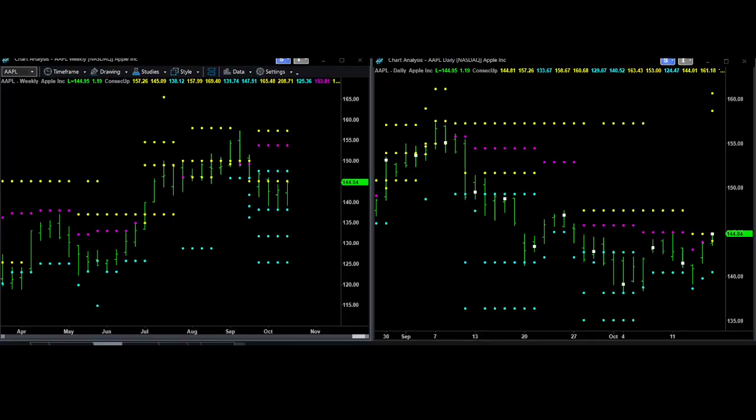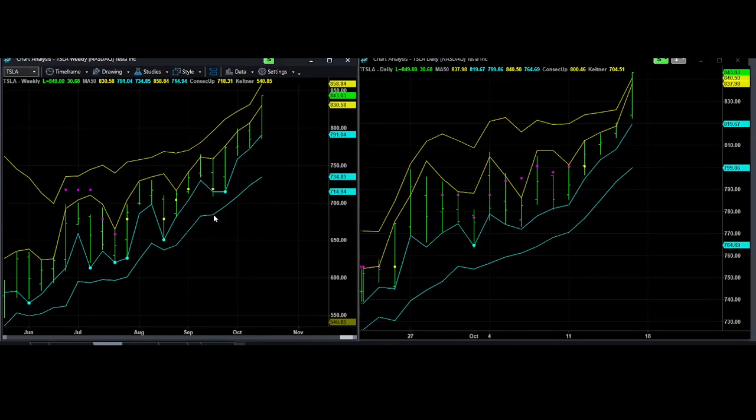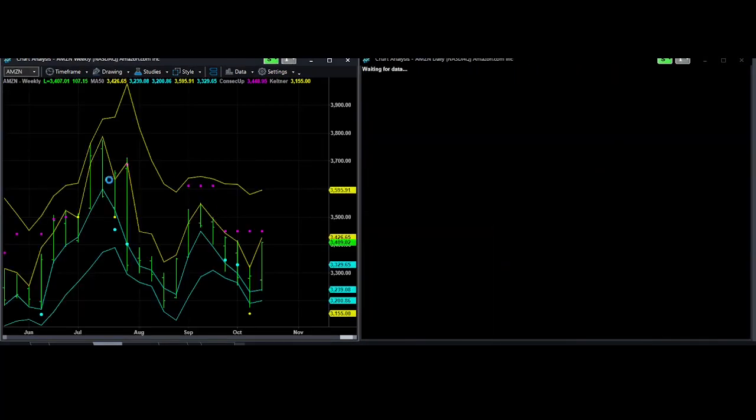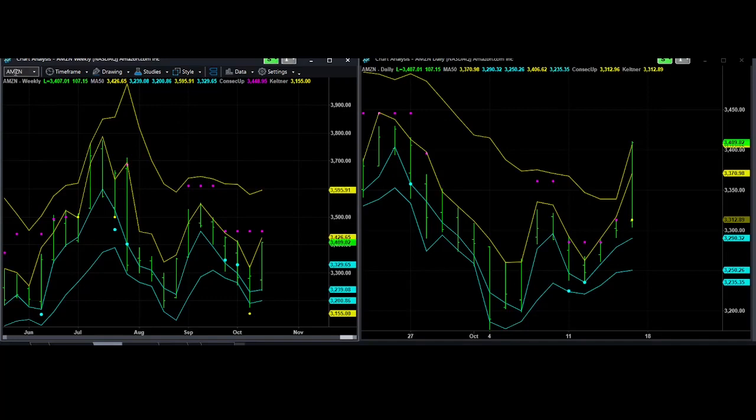Let's go to the Amazon stock. So AMZN, Amazon stock. This is the Amazon weekly chart, and this is the Amazon daily chart. For the daily chart, each vertical line is the candlestick of the Amazon stock price that happened in each day, or each week for the weekly chart.